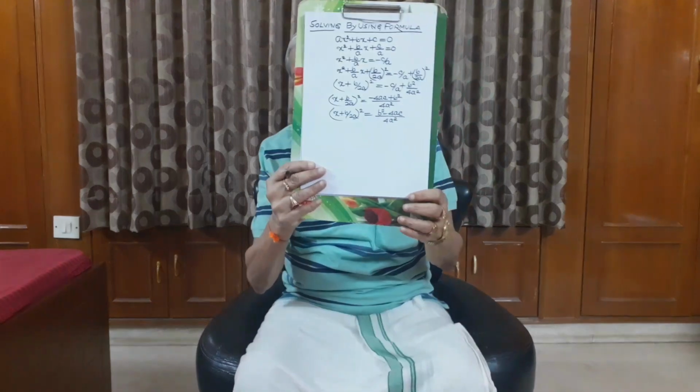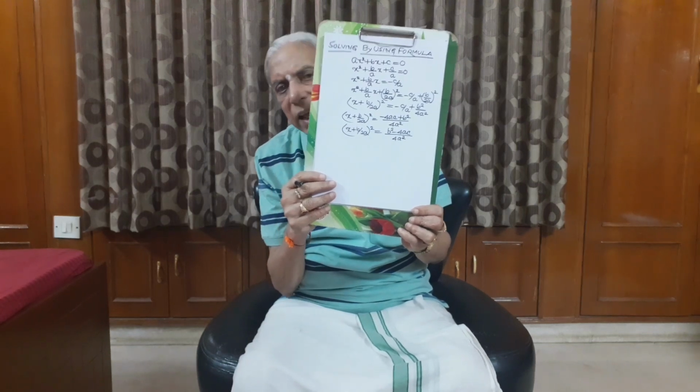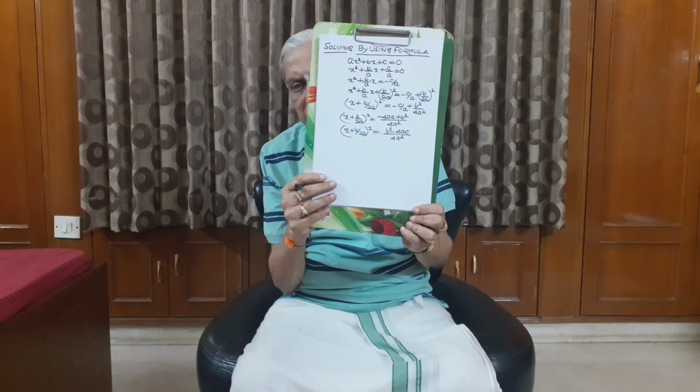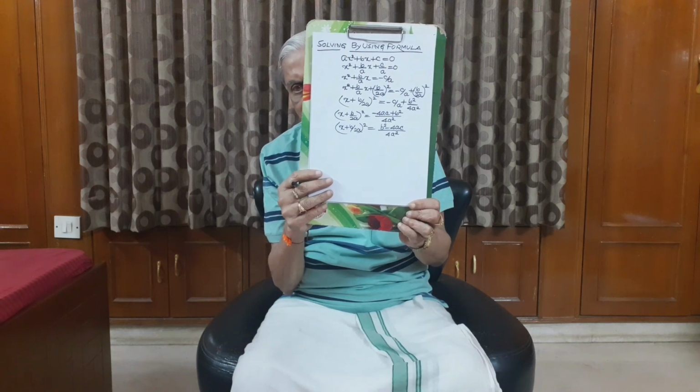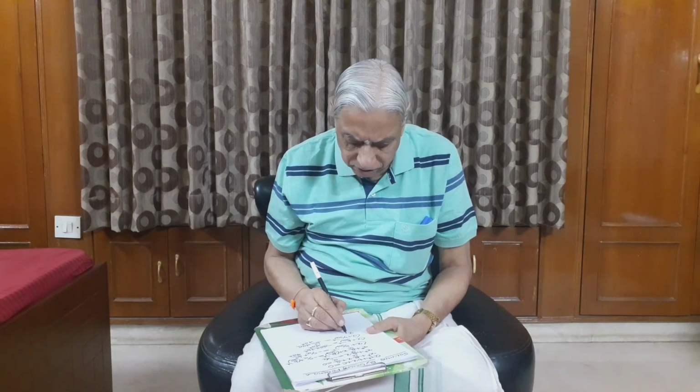No magic mantra, nothing of sort. Only thing is I reversed, that's all. I have written the positive term first and then the negative term. So it will not make any difference. So b square minus 4ac. Now take out the square root. Therefore, x plus b by 2a is now equal to plus or minus square root of b square minus 4ac.